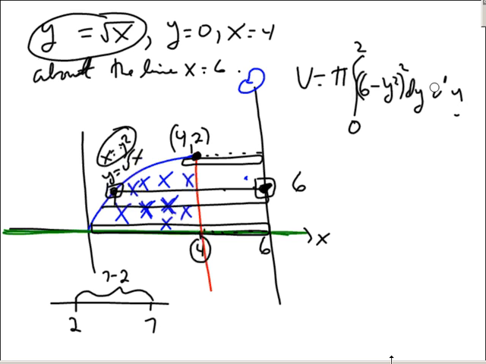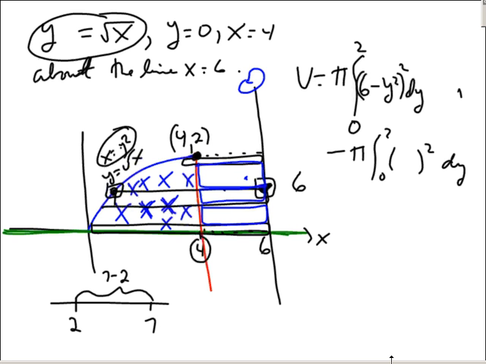But that included volume that we didn't want. So we have to take away some volume. We have to take away pi times the integral from 0 to 2 of another radius squared dy. Those distances are going to be these pieces, and that's going to be 6 minus 4, every one of them, which is 2.